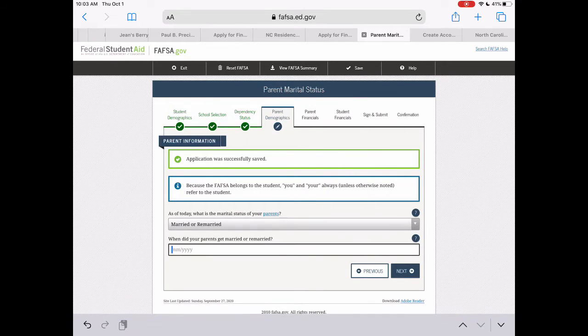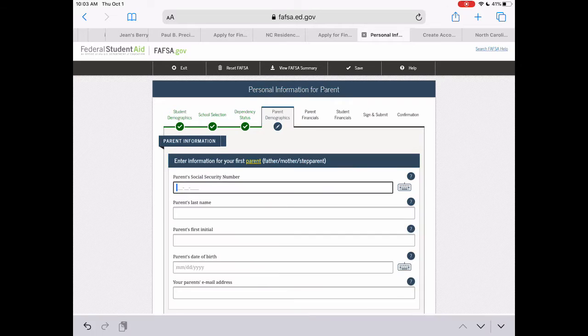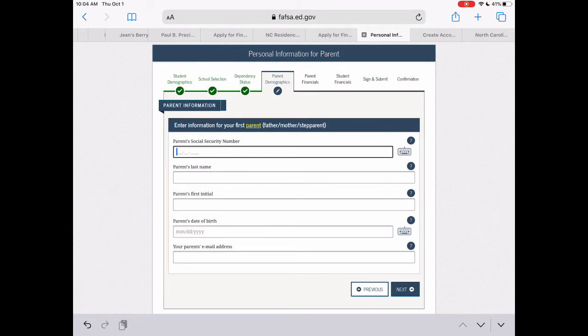And then it wants to know the month and the year that your parents got remarried or married. So this is usually the point where somebody has to go and get their parent to answer questions like this, because most people don't know. I happen to know when my parents got married, so I'm going to put it. But don't guess on that question. Be sure to ask them.